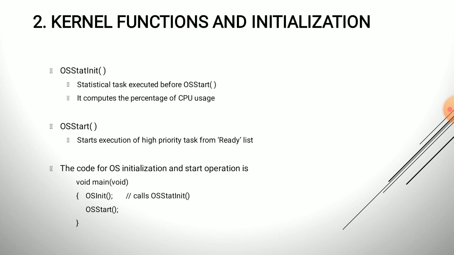So the code for OS initialization and start operation is given here. Void main, OS init, then OS start. This OS init function calls the OS statistical initialization function that computes the percentage of CPU usage. Okay, so first the OS init function is executed, then the OS start function is executed. So these are the kernel initialization functions used in micro C OS2.